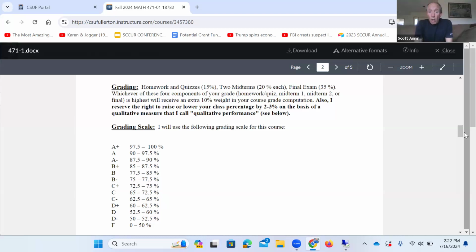Also, I do something called qualitative performance. This is something that I don't really associate particular numbers with, but through the course of 15 weeks, I can make an assessment of how my students are doing in terms of attendance and engagement, participation. Is there a good attitude, improvement over the course of the semester, a strong final? There's a number of things that I can use to justify bumping a student up by a couple, 2, 3% as well, just using this qualitative performance.